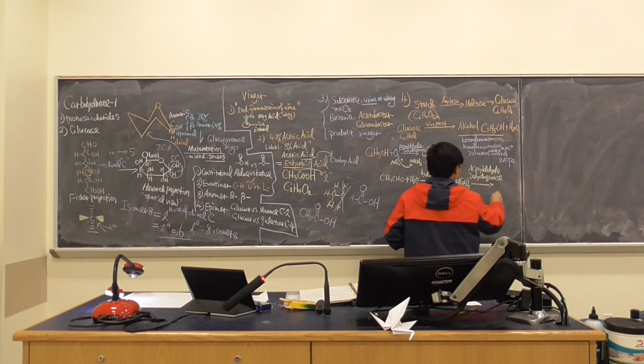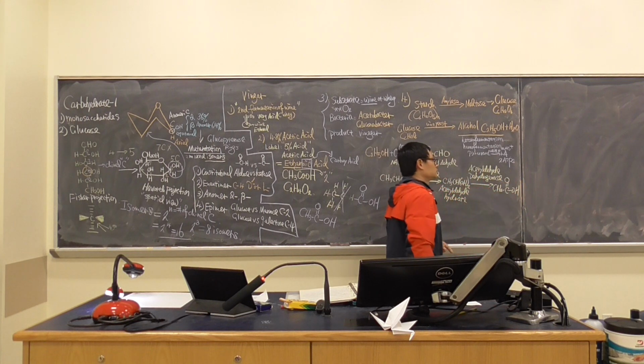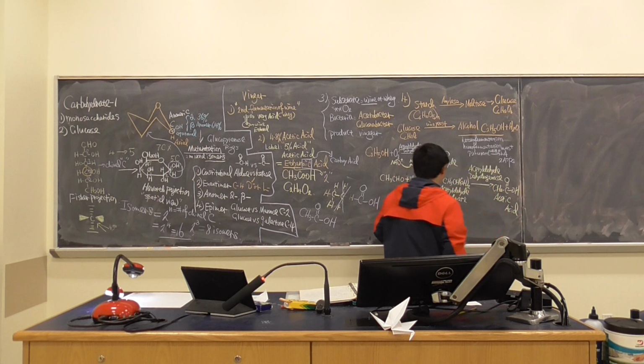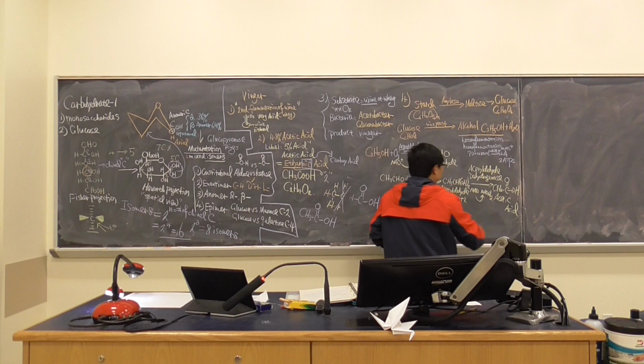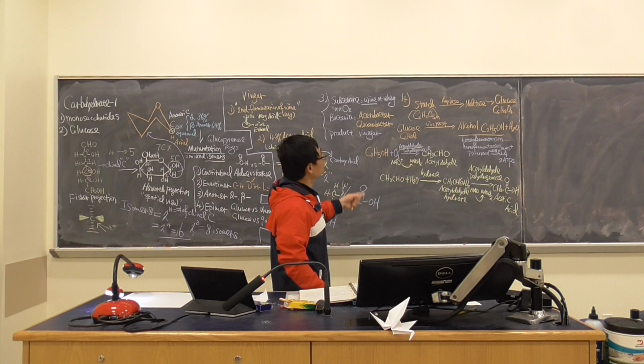And then finally it will become CH3COOH, acetic acid. And this process also needs NAD to be reduced to NADH2. Okay, so that is the whole process, where it comes from.